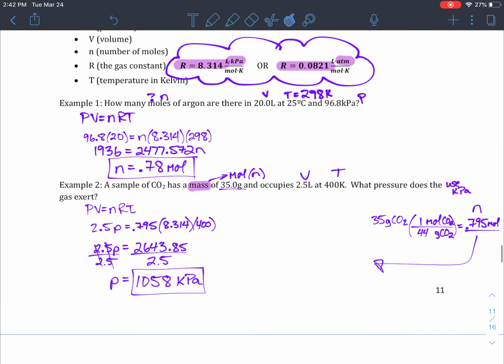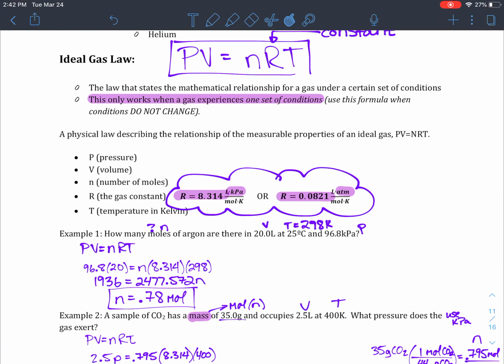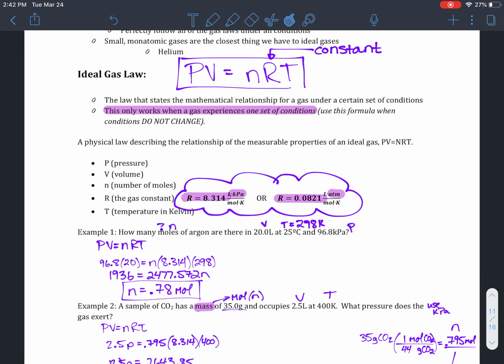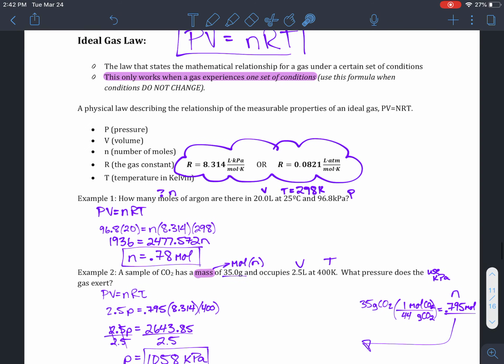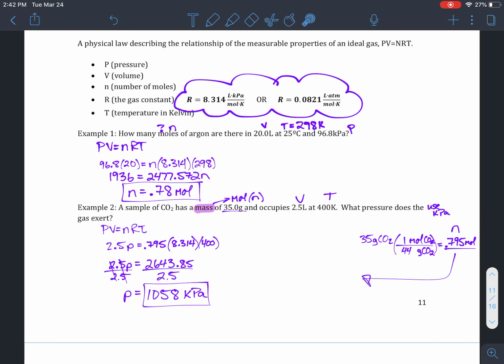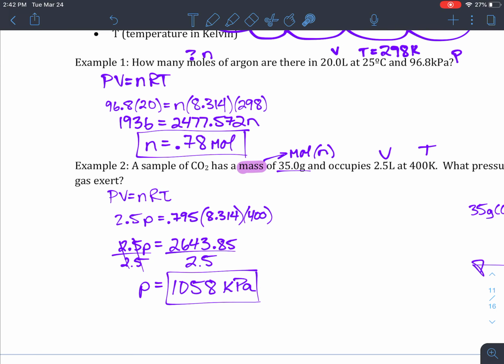So again, just as a reminder, PV equals nRT is the equation that we use for the ideal gas law, where R is the constant, dependent on what units of pressure we're going to be using. So keep that in mind as you're determining what R value you're going to plug into your calculations. And it's a simple algebra problem, so you're going to be solving for the missing variable. Make sure that your temperatures are in Kelvin.